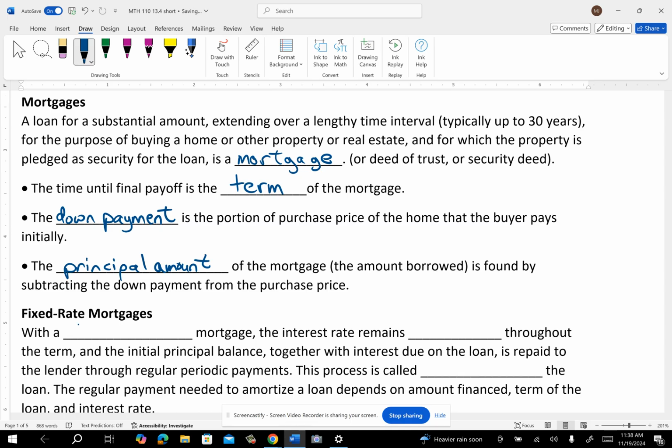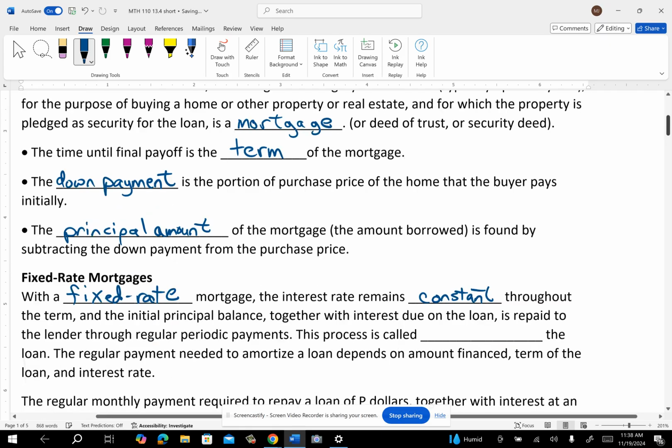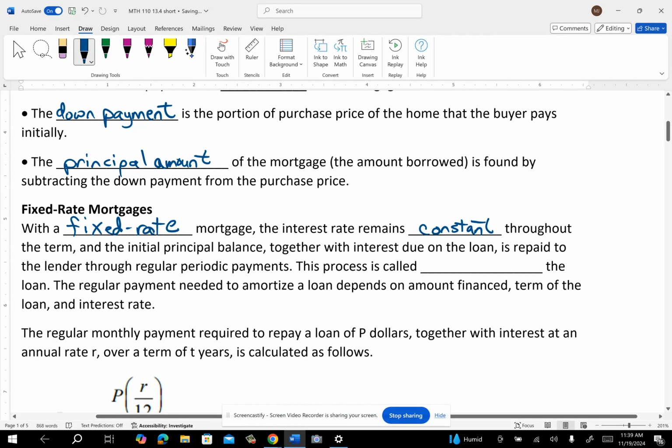All right, now, a fixed rate mortgage. With a fixed rate mortgage, the interest rate remains fixed, remains constant throughout the term of the loan. So if your loan is for 15 years or 30 years, the interest rate isn't going to change from one year to the next. And the initial principal balance and any interest that you wind up owing is repaid to the lender with regular periodic payments, usually monthly. So it's, again, a lot like the installment loans back in the previous section.